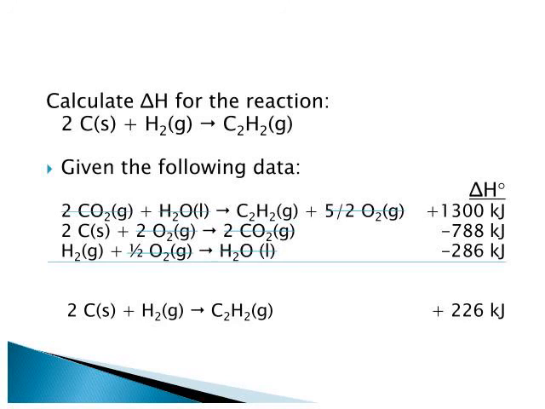What we're left with is our 2 carbons plus our hydrogen going to our C2H2, which is our ethyne, and the total energy required for that, this is going to be required because this is positive, that means it's endothermic, is 226 kilojoules. So in order for this reaction to occur, you have to take it through the process and put in 226 kilojoules.